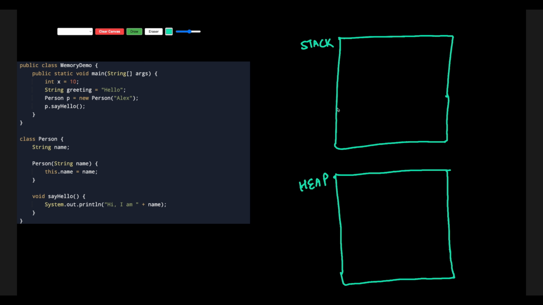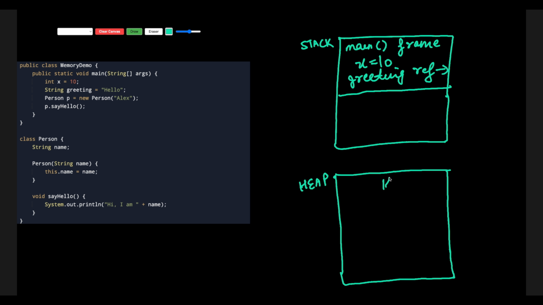Now let's walk through a program line by line. First of all, the main function is called. So basically for the main function, a new stack frame is allocated. After that, a variable x is defined. And then a string greeting equal to hello is defined. So basically greeting is stored as a reference and the hello will be stored over here. So this particular reference is pointing to this particular hello.